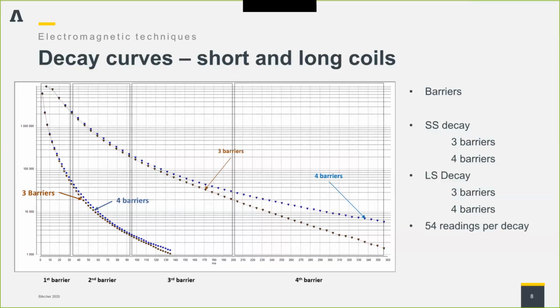So each decay curve has 54 readings in it, so we get good resolution and we can reconstruct the decay curve. And then we need to solve that for the thickness of the metal that is remaining.